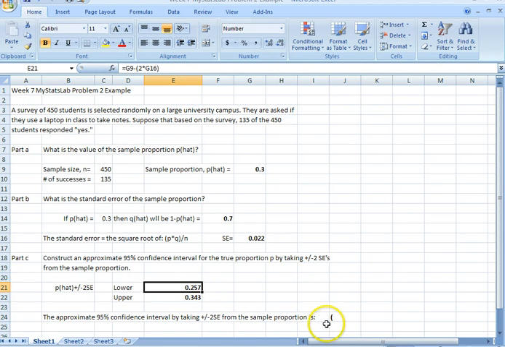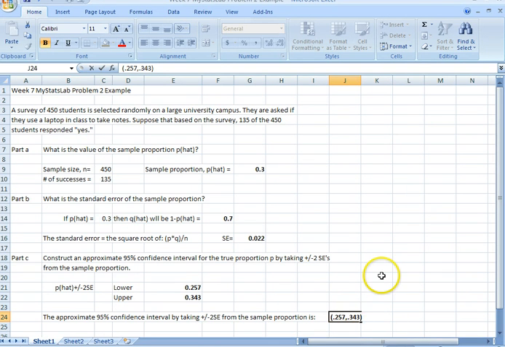lower limit is 0.257, comma, upper limit 0.343. There you have it. So our 95% confidence interval, plus or minus 2 standard errors, 0.257 up to 0.343. So there you have it. There's your proportion, confidence interval, everything. Pretty easy to do using Excel.